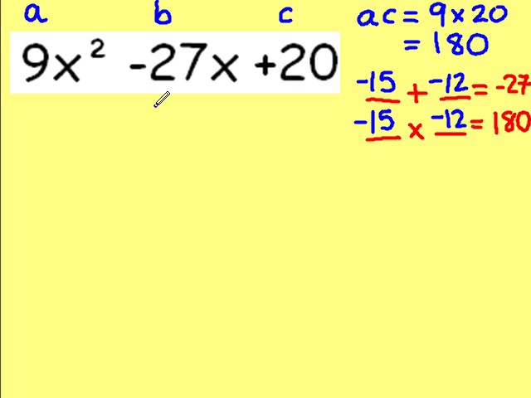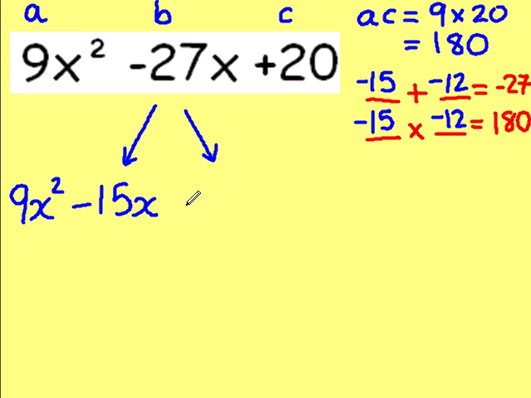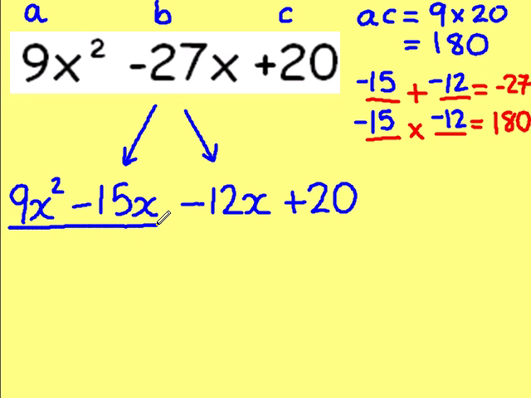So we can break our minus 27x into two components, leaving our 9x squared alone and having minus 15x as one of the factors, minus 12x as the second factor, not forgetting the constant plus 20 at the end. Now I need to factorise each of these separately.